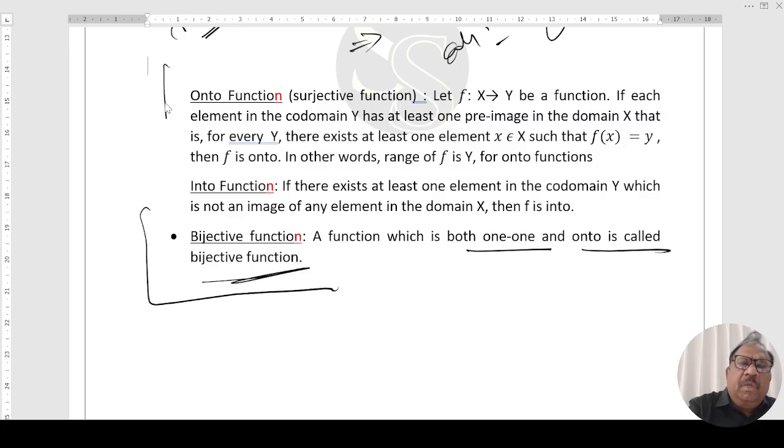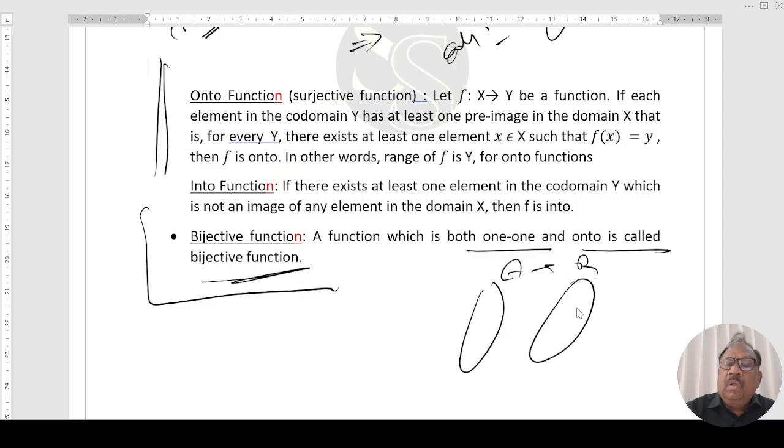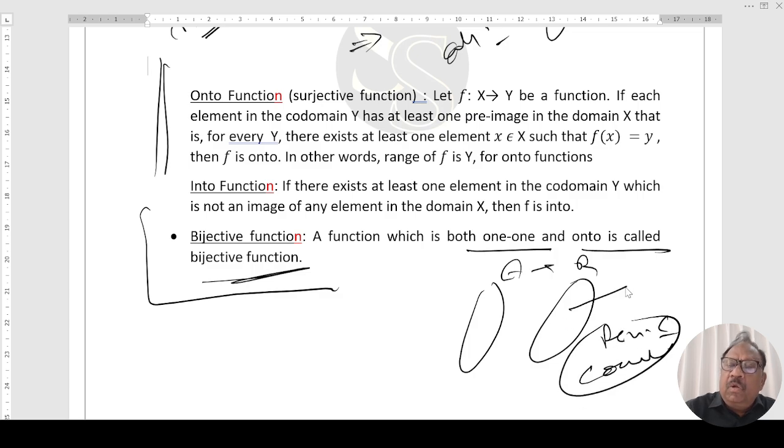Let me also tell you the onto function once. Let x to y be a function; each element in the codomain y has at least one pre-image in the domain x. That is, A to B, this is the codomain, this is the range, a subset of codomain. If every element is occupied, then it is onto, otherwise not. If something is pending, then it is into.